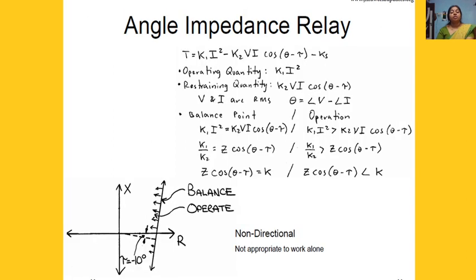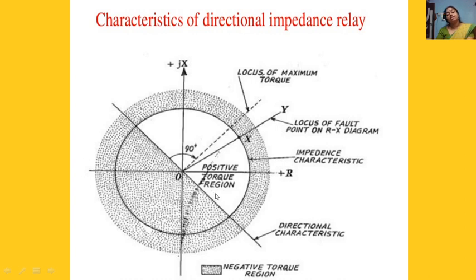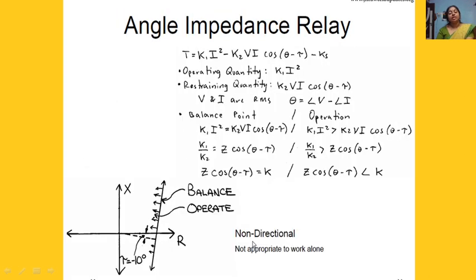Now the angle impedance relay. Here the operating quantity is current, while the restraining quantity is K2 V into I into cos of (theta minus tau). If you solve this, you will get Z cos of (theta minus tau) is equal to K. This is our tau, on the RX plane. You can plot this characteristic as we have seen. This is our angle impedance relay. If you change the tau, you will get a shifting of this line.